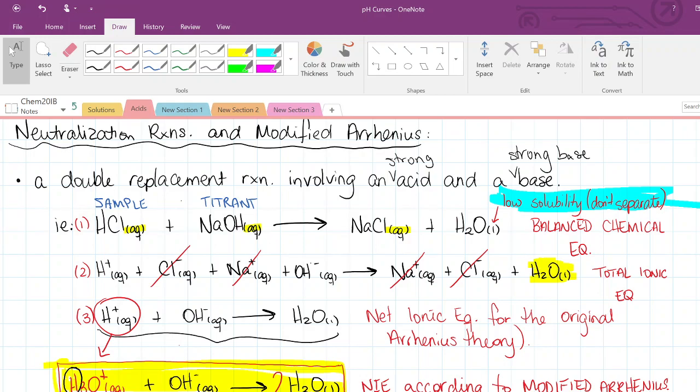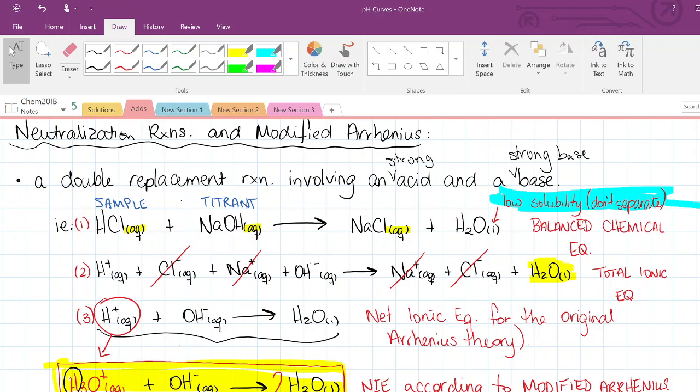At equivalence, if it's a strong acid, strong base scenario, that's the point at which all of these hydronium ions have paired up with all of these hydroxide ions, and we've produced just water. This net ionic equation is what we're observing when we reach that equivalence point, right? And then on either end of the equivalence point, we either have excess hydronium or we have excess hydroxide, right?